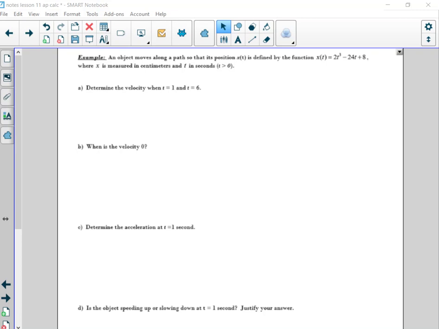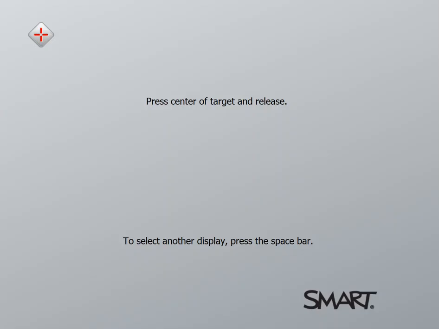Now we're ready to look at the second part of our lesson 11 video dealing with the concepts of particle motion, position, velocity, acceleration as it relates to particle motion on a horizontal or vertical line.